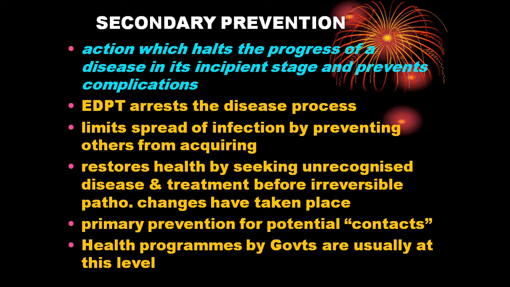So now appreciate that action which halts the progress of a disease in its early or incipient stage and prevents further complications is secondary prevention, and it is nothing but early diagnosis and prompt treatment. If you remember the diagram of natural history of disease, in the pathogenesis phase, secondary prevention came early. The moment the causative agent is in your body and it is manifesting, you take treatment and you stop any further progress or any further complications. That is secondary prevention.